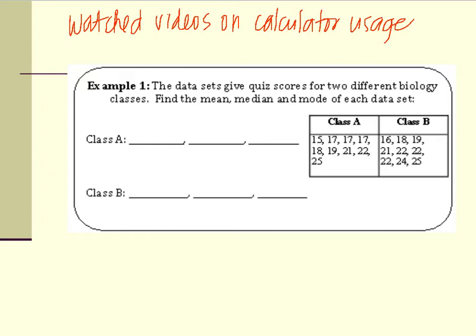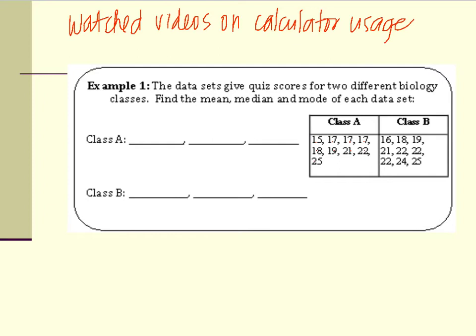But take a look. As you're going through, what you want to do is you want to basically find the mean. And if you're doing this by hand, let's say you don't have a graphing calculator, you're going to add 15 plus 17, 17 plus 17 plus 18 plus 19 plus 21 plus 22 plus 25. And you divide by 1, 2, 3, 4, 5, 6, 7, 8, 9, because there are 9 terms.